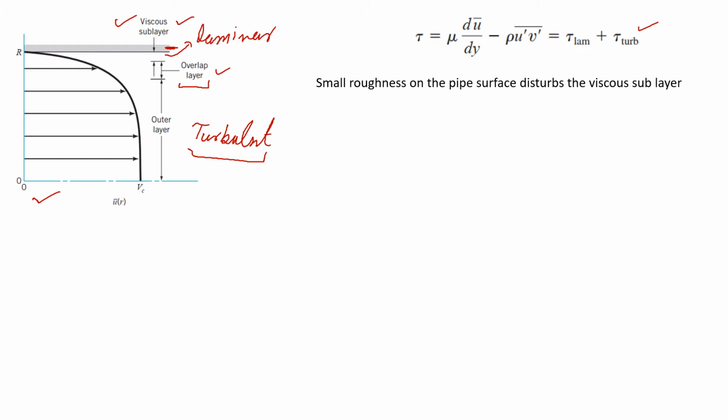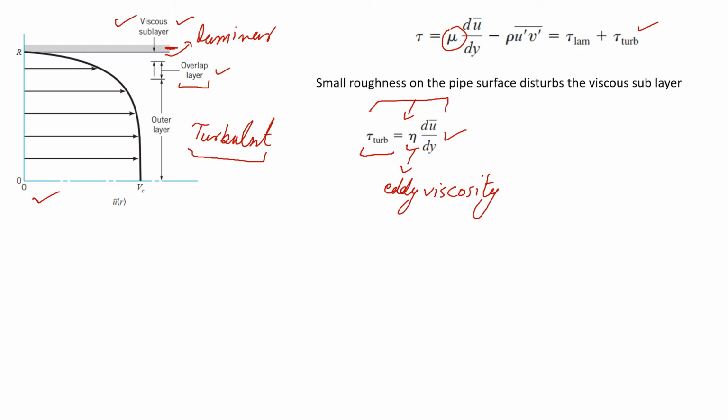went a step further and also considered that small roughness on the pipe surface disturbs the viscous sublayers. So to replace this term, he came up with the term of eddy viscosity, and now you can see that the turbulent shear stress is equal to the eddy viscosity multiplied by the mean velocity gradient. So he came up with his own term of turbulent shear stress, and this is the Prandtl equation for turbulent shear stress.